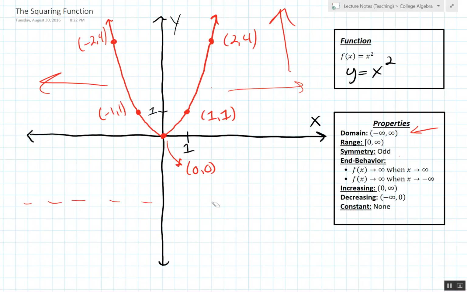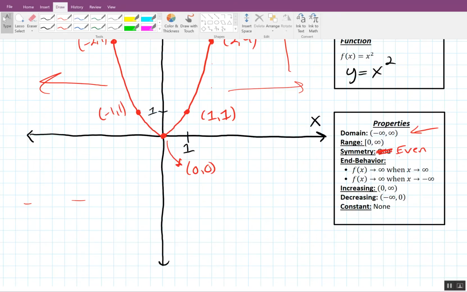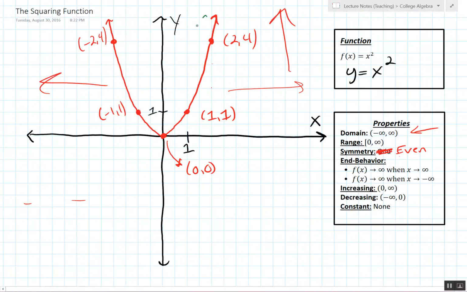The symmetry is odd. No, it's not odd. Let's cross that off. That is wrong. It is even. As soon as I said it, I knew it was wrong. Forgot to change that. So this is even, and the reason we know it's even is because it has symmetry around the y-axis, which you can see in the graph, because if we take this part, and spin it around the y-axis, it'll completely cover that part up. But that's not a proof, because graphs can lie to us.